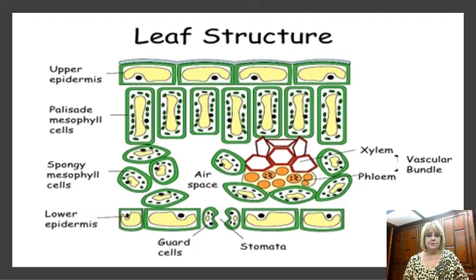Okay, so we'll see the very top is the upper epidermis. The next layer is the palisade mesophyll cells. Then it goes down into the spongy mesophyll cells, and you see lots of airspace and even your vascular bundles in there with your xylem and your phloem. And then the very bottom, your lower epidermis, you can see your guard cells. And then that opening is the stomata.